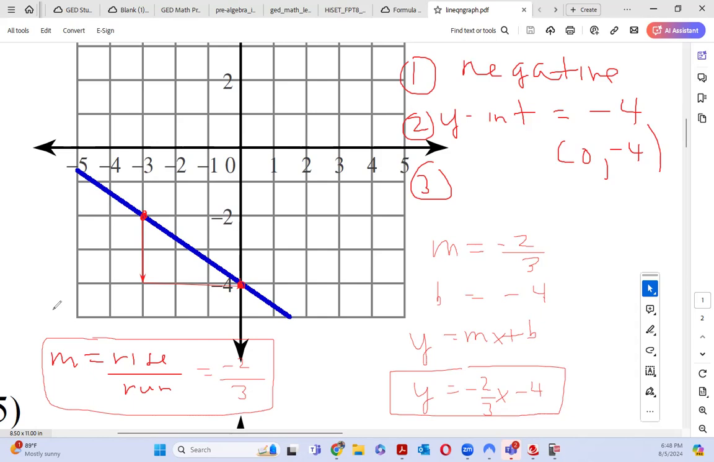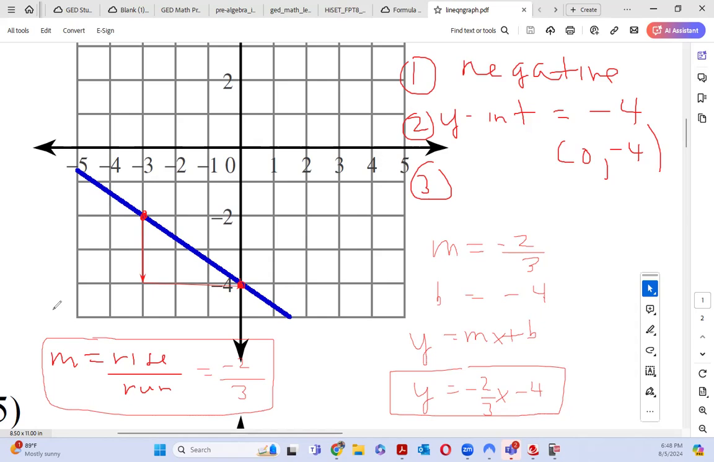Okay, so I go to my leftmost point. To get to my second point, I need to go down first. Since I'm going down, that's negative. I go down 2, -2. I didn't get to my second point yet, so I need to go over to the right 3. So -2/3. That's the entire slope.